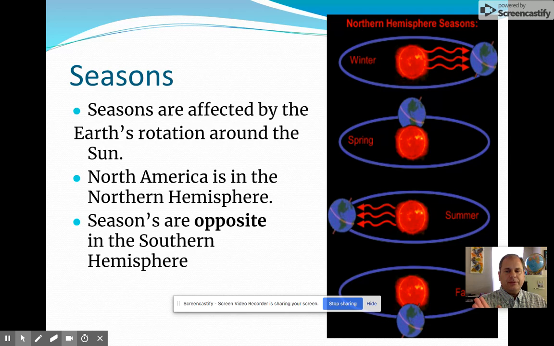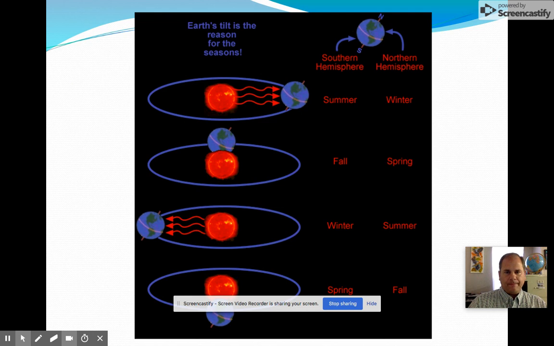And because of that tilt, sometimes the Northern Hemisphere faces the sun, like in the summertime, which you see in the 3rd diagram down. And sometimes the Northern Hemisphere is facing away from the sun, like in the 1st diagram, or the winter. So if it's summer here in the Northern Hemisphere where we are, it's winter in the Southern Hemisphere. If it's fall in the northern, it's spring in the southern. If it's spring in the northern, it's fall in the southern.